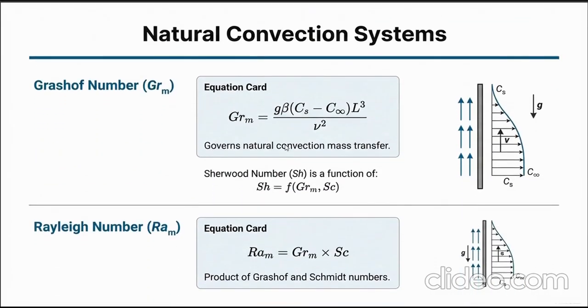Buoyancy driven transport. In systems without forced flow, we look at natural convection. This is governed by the Grashof number, which relates buoyancy forces caused by concentration induced density gradients to viscous forces. When multiplied by the Schmidt number, it gives us the Rayleigh number, defining the stability and the rate of transport in stagnant fluids.